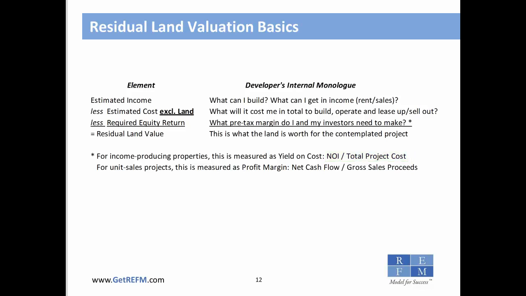And for unit sales projects, again, housing subdivisions or condominium buildings, this is measured as profit margin, which is calculated by taking net cash flow and dividing by the gross sales proceeds. Okay, and so if we take the estimated income, back out the estimated cost, exclusive of the land, back out the required return in terms of dollars, this is going to leave us with the residual amount that we can reason the land is worth for this contemplated development project.